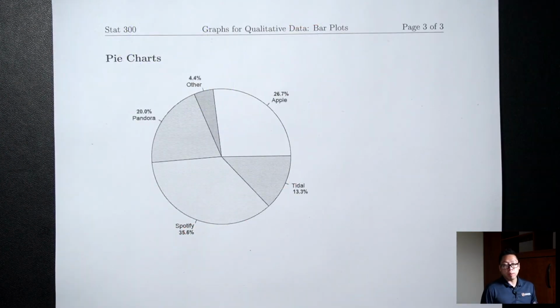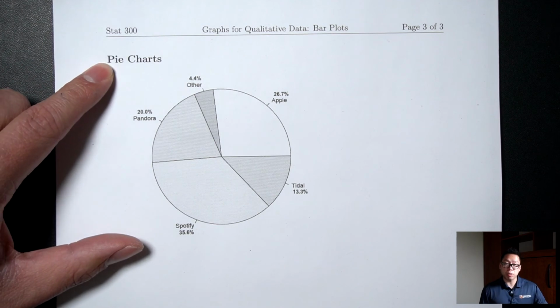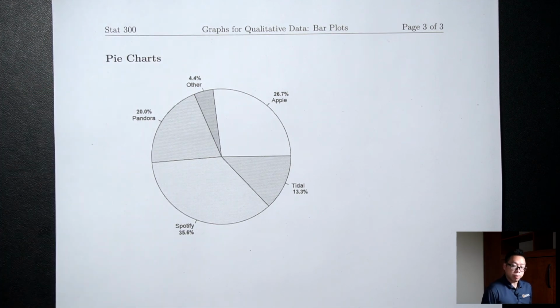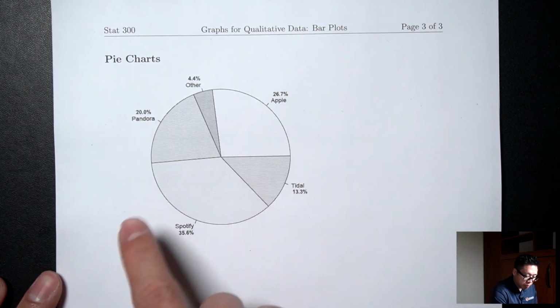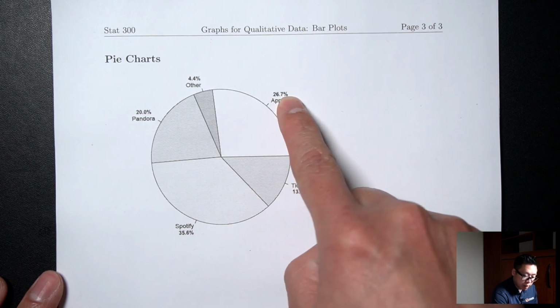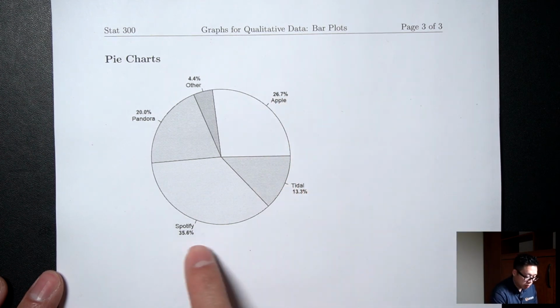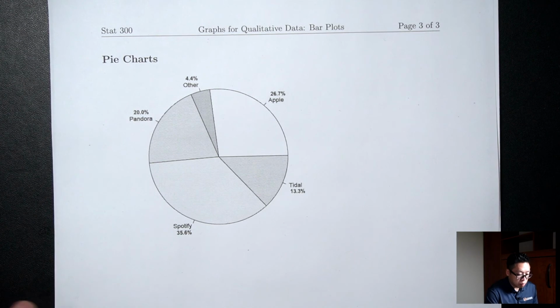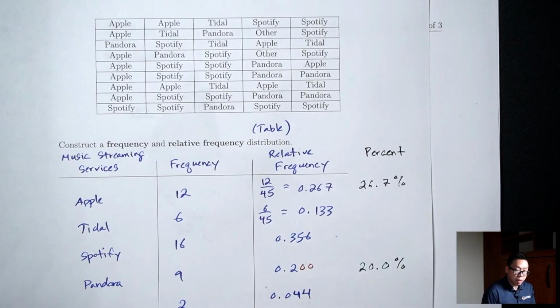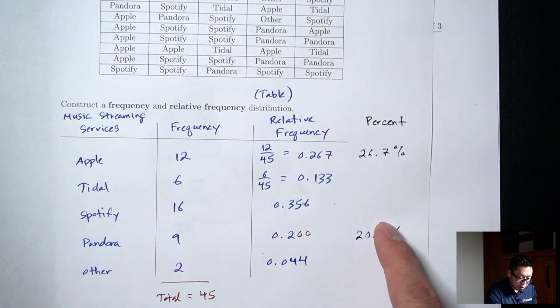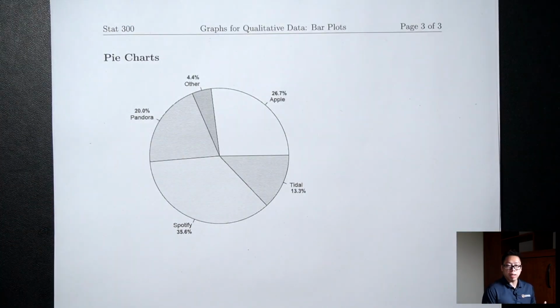Another type of graph that we can make with qualitative data is the pie chart. Here's an example of a pie chart. Notice that the pie chart is showing 26.7%, 30.3%, 35.6%, which is the percents that we talked about on the front page, which is essentially the relative frequency. So a pie chart is really displaying the relative frequency. And the higher the percent, the bigger the slice of the pie.